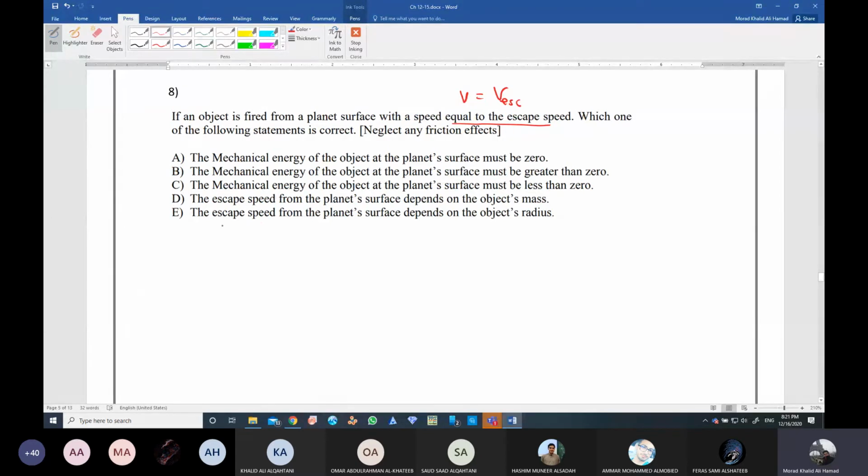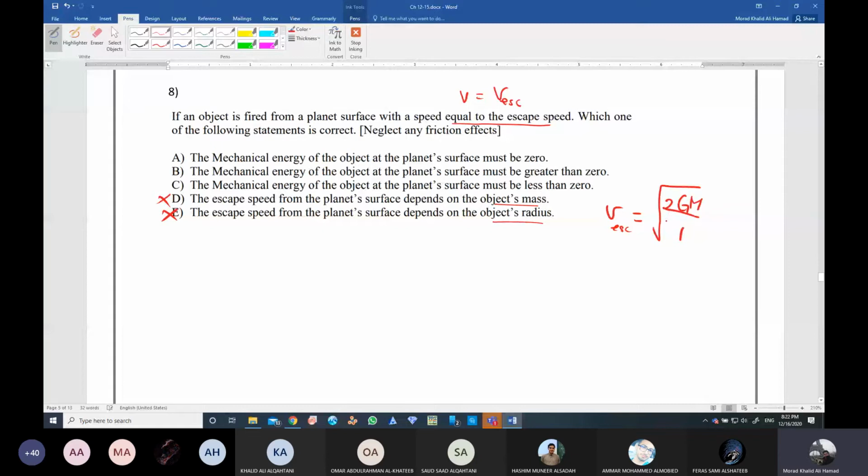It is sure that the escape speed from the planet surface does not depend on the object's radius, because we know that v escape is equal, if you remember, to the square root of 2GM over r, where M is the mass of the planet and r is its radius. So it does not depend on the object's mass or radius, so we can eliminate those. It only depends on the mass of the planet. This is not actually Earth, it is a planet in general. But okay, make it the planet. But usually we use the Earth.